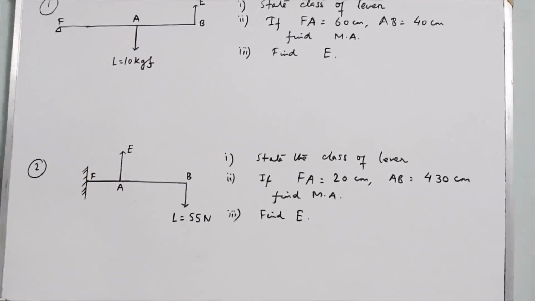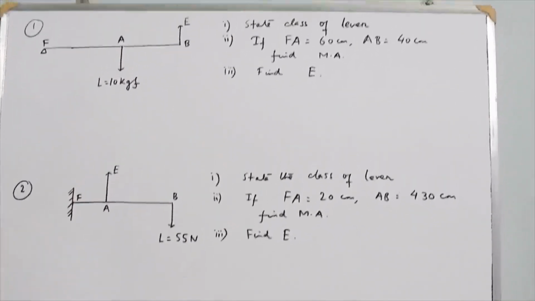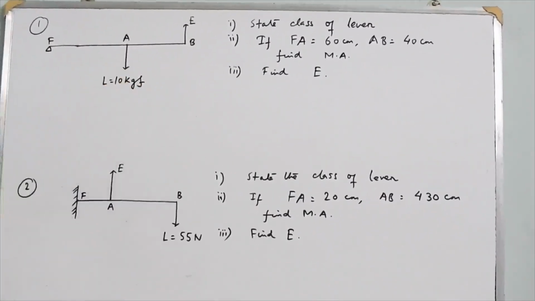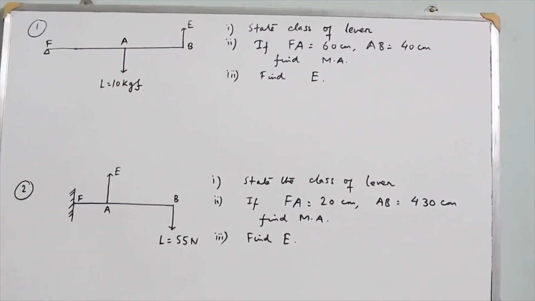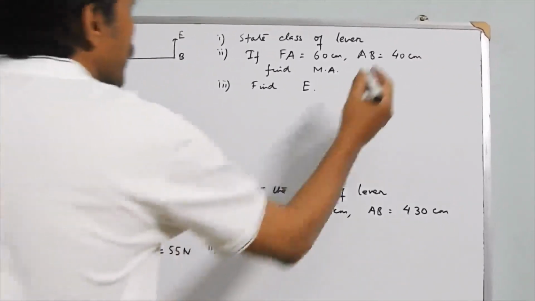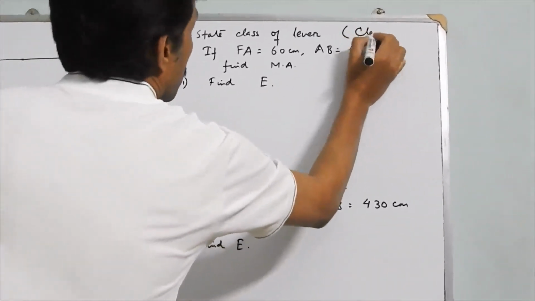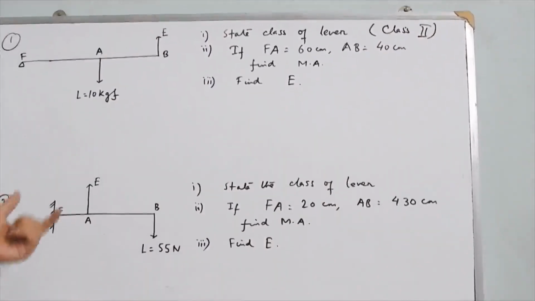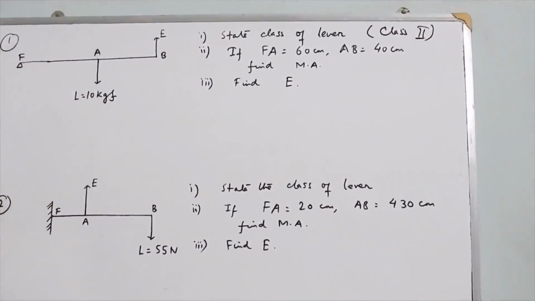So obviously for the class of lever we have to identify the position of the fulcrum, the effort and the load. As you can see as per this diagram, the load is between the fulcrum and the effort. So definitely this is a class 2 lever. So class 2 levers means the load is in between the fulcrum and the effort.